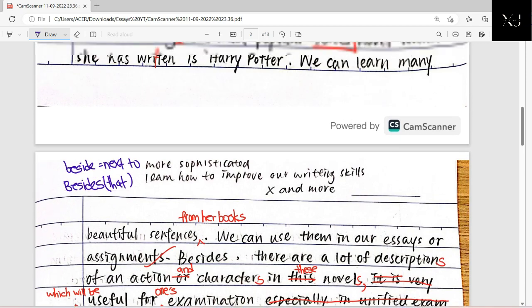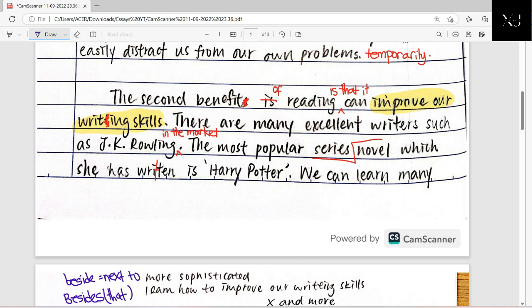Okay, here, very good elaboration. Just that, the second benefit, we are talking about the second benefit, but we are still talking about one benefit. So that's why the benefits that she originally wrote an S there, I crossed it out for her, of reading, is that it can improve our writing skills. Writing skills only has one T, by the way.